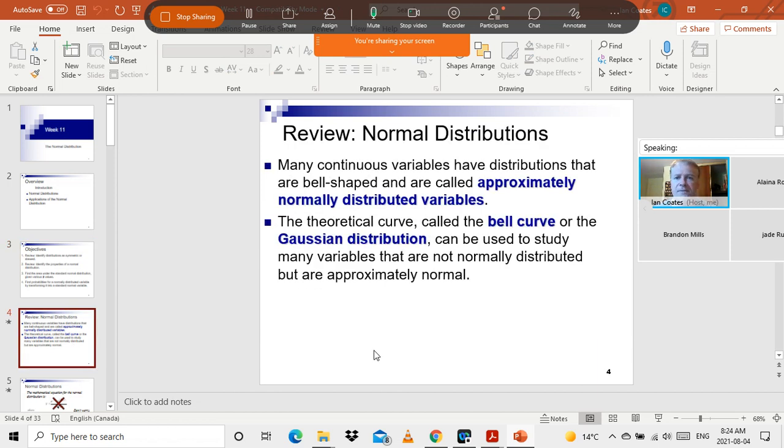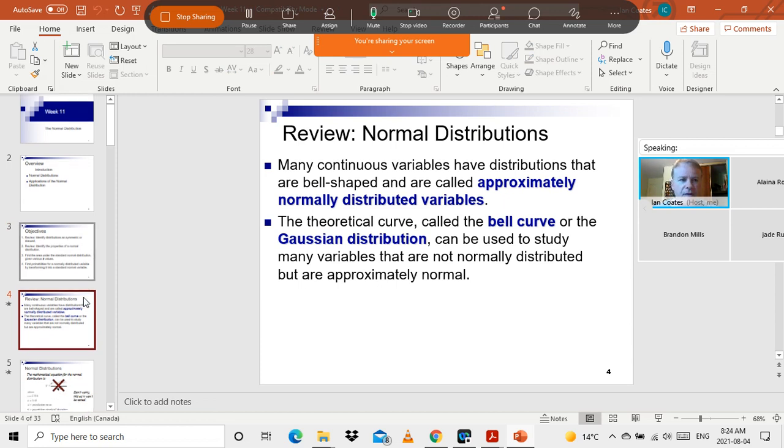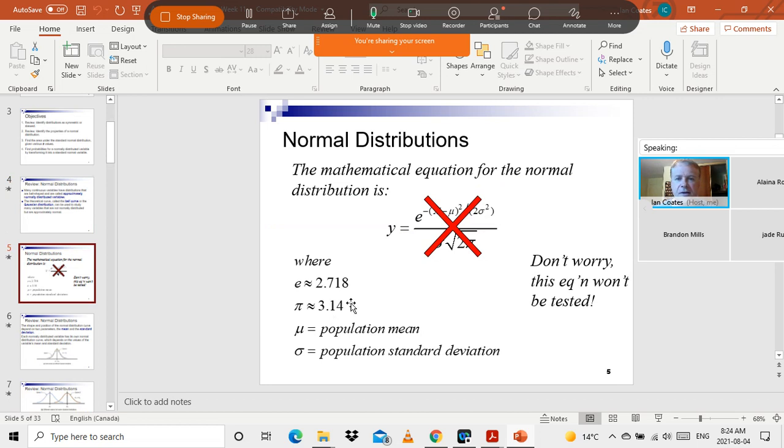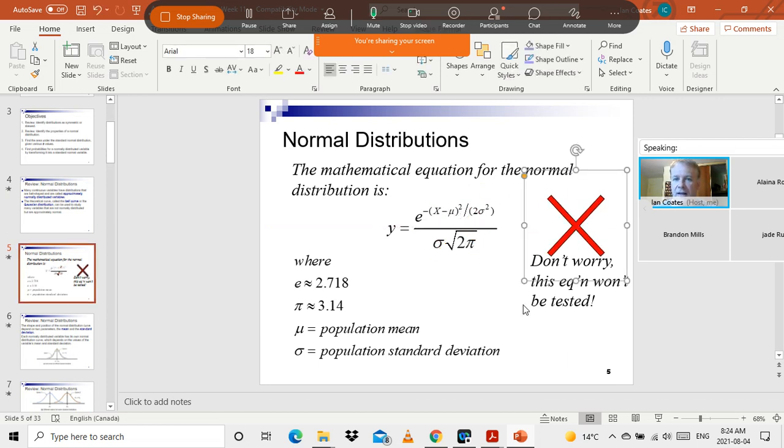Many continuous variables have distributions that are bell-shaped. This is called the Gaussian distribution. I'm going to fly through some of these things here. The actual mathematical equation for the normal distribution is this ugly thing. Ugh. Don't worry, we're not doing that.